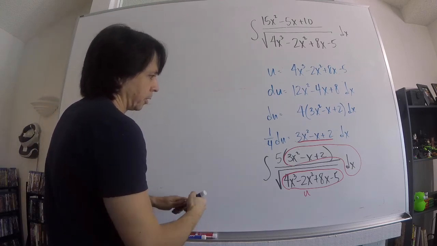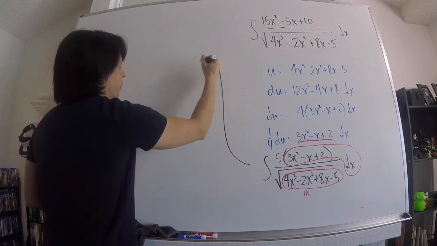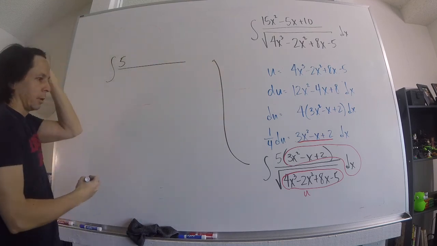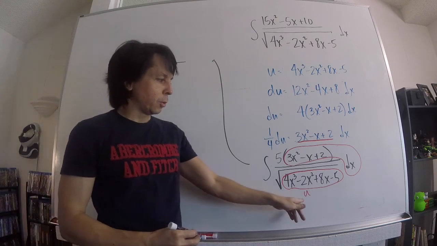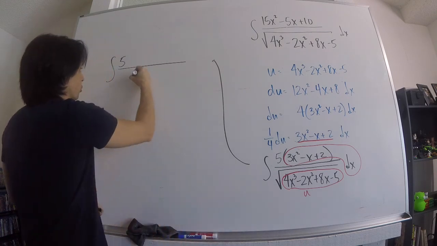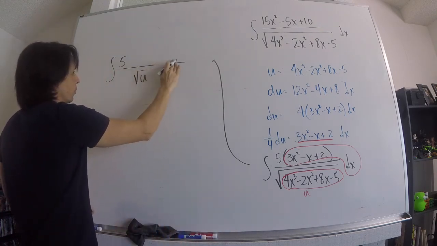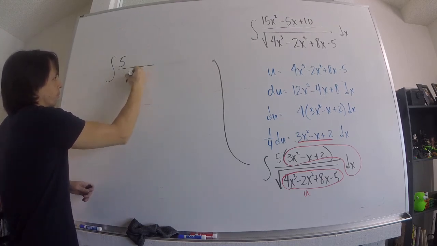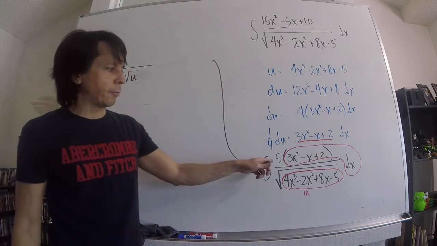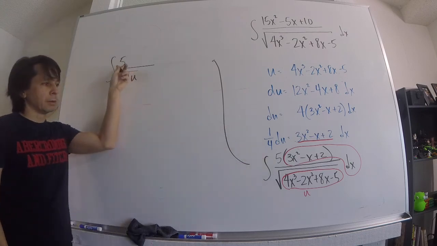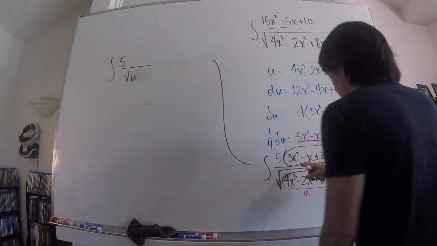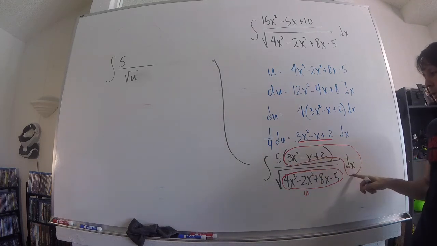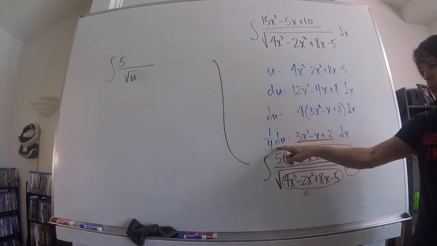So let me rewrite it over here. On the bottom, I said that whole radicand is going to be u, so on the bottom, I'm just going to have the square root of u. Up top, I have that 5 that I'm going to just leave right there. And as I mentioned, the rest of it, after I factor out that 5, 3x squared minus x plus 2 times that dx is equivalent to 1/4 du.